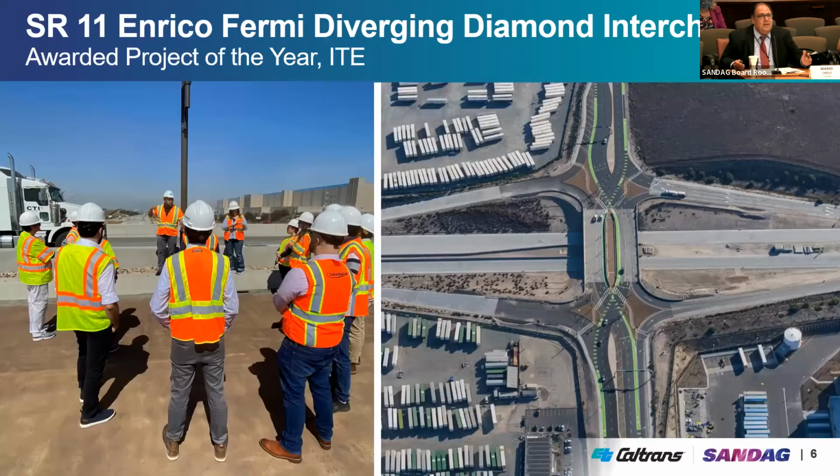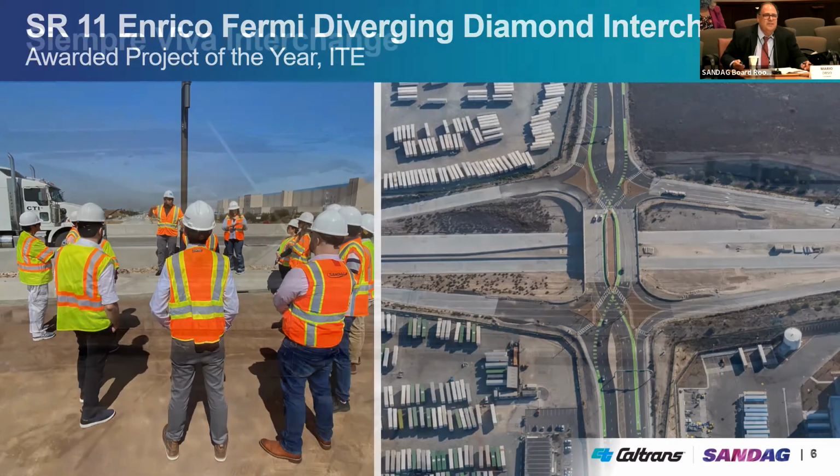We've also concluded and opened the Enrico Fermi Interchange, and it's another item that's important to highlight because it serves the existing facility. It reduces congestion of the existing border facility for the trucks. This interchange, which is called a Divergent Diamond, has won multiple awards, and it was named Project of the Year by the Institute of Transportation Engineers in the Western United States, not just San Diego, in the entire Western United States. That was pretty cool, and the engineering and construction teams achieved that.